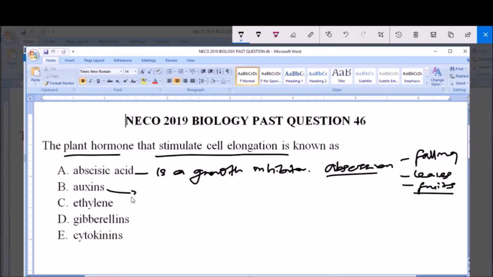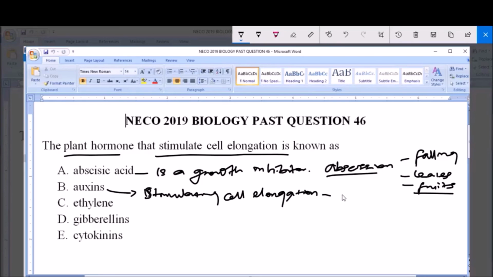Now B here says auxin. Auxin is one of the most important plant hormones that promotes the normal stem growth in plants by stimulating cell elongation. Now, how does auxin stimulate cell elongation? Auxin does this by softening the cell wall, thereby making it possible for the cell to stretch as their protoplasm swells and increases in amount.